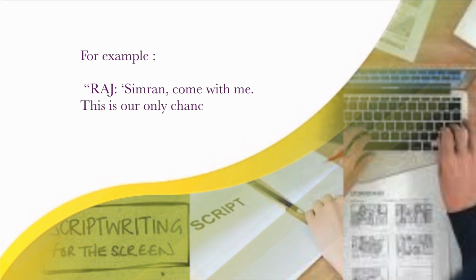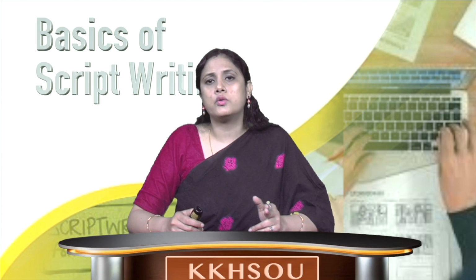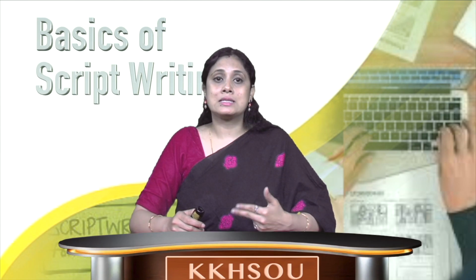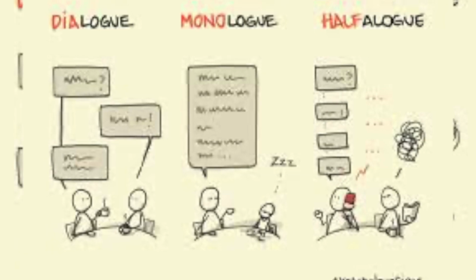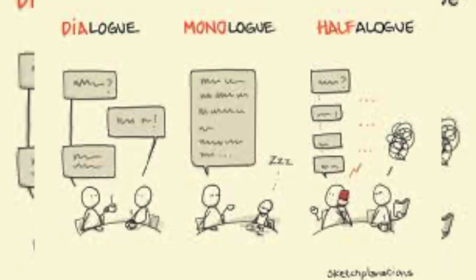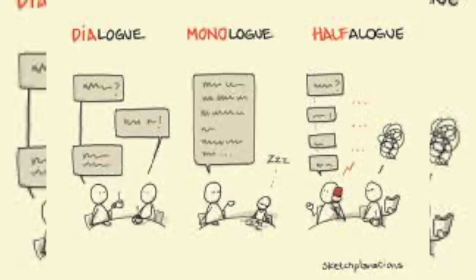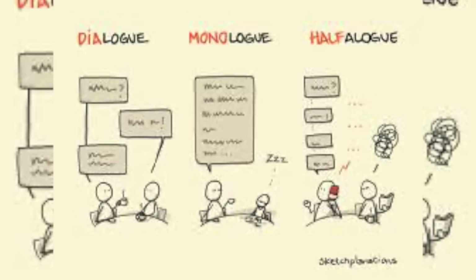For example, Raj, "Simran, come with me, this is our only chance." This line not only moves the story forward but also reveals Raj's urgency and determination. Effective dialogue feels natural and purposeful, adding depth to the characters and story.